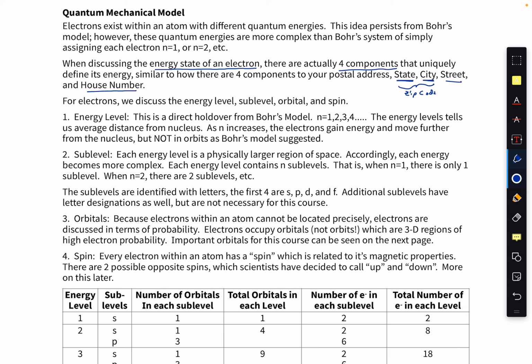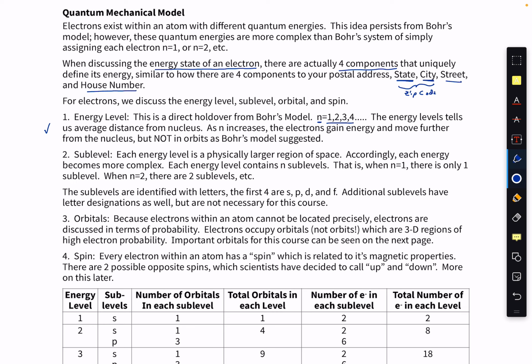So let's go through each of the 4 components, and then we'll go back and see how it all fits together. We'll look at each component individually first, and then we'll see the bigger picture and how everything fits. So number 1 is the energy level. This basically comes straight from Bohr's model. This is the part that's the same. And so the energy level is just going to be a number. We still use the letter n to represent it.